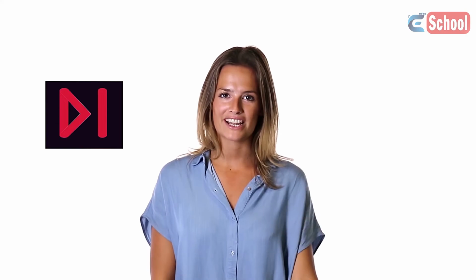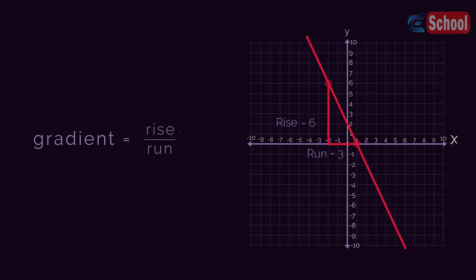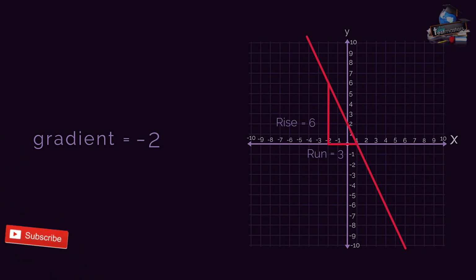Did you get a -2? If you got it right and you want to skip the explanation, click here. Otherwise, keep watching. So I'm going to choose these 2 points, but you may have chosen different ones. The rise is 6 and the run is 3. So gradient equals rise over run, so 6 divided by 3, which we simplify, the gradient is -2. Remembering it is negative because it is going in this direction.